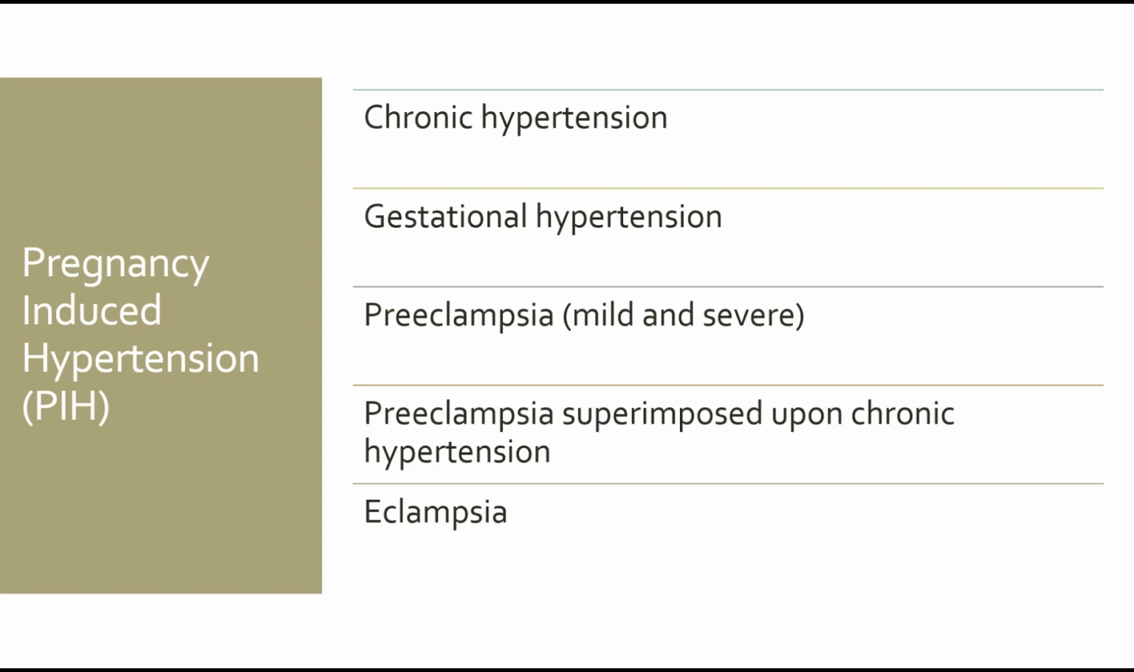Preeclampsia is superimposed upon chronic hypertension. So obviously if mom has a history of chronic hypertension, then preeclampsia becomes more of a risk. And then eclampsia, where she has actual seizures. That's how we know she's eclamptic, when she's having seizures. As far as the cause of preeclampsia, they don't really have a definite cause, but pregnancy-induced hypertension and preeclampsia normally don't surface or show signs until about 20 weeks of the pregnancy.